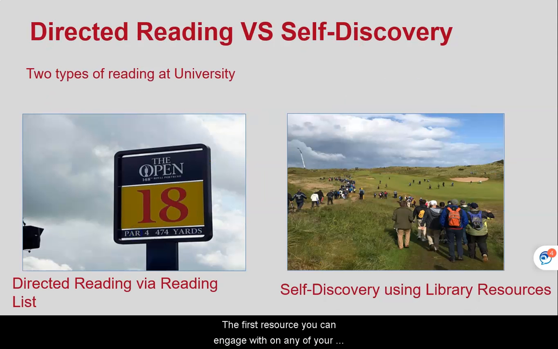The first resource you can engage with on any of your modules is your online reading list, or RLO. These reading lists are created by your academic tutor or module lead. The list will contain resources ranging from books, book chapters, journal articles, broadcasts, websites, and much more, all of which will have been reviewed by the module lead and are aimed at introducing you to the topic or topics to be covered in the module.